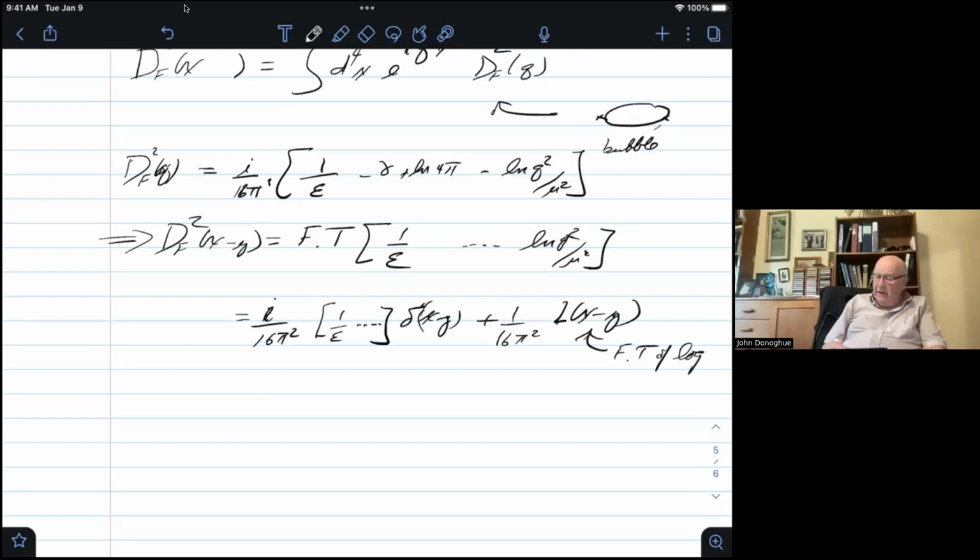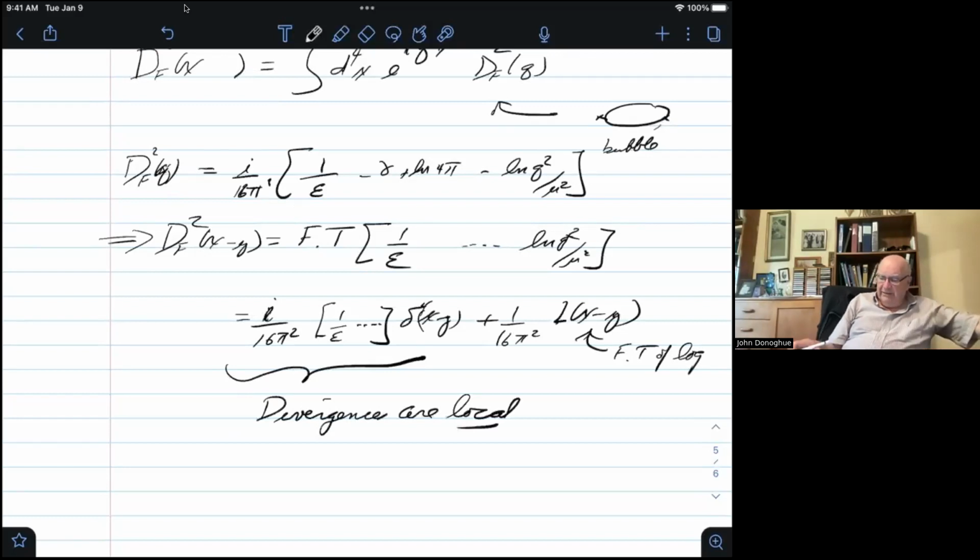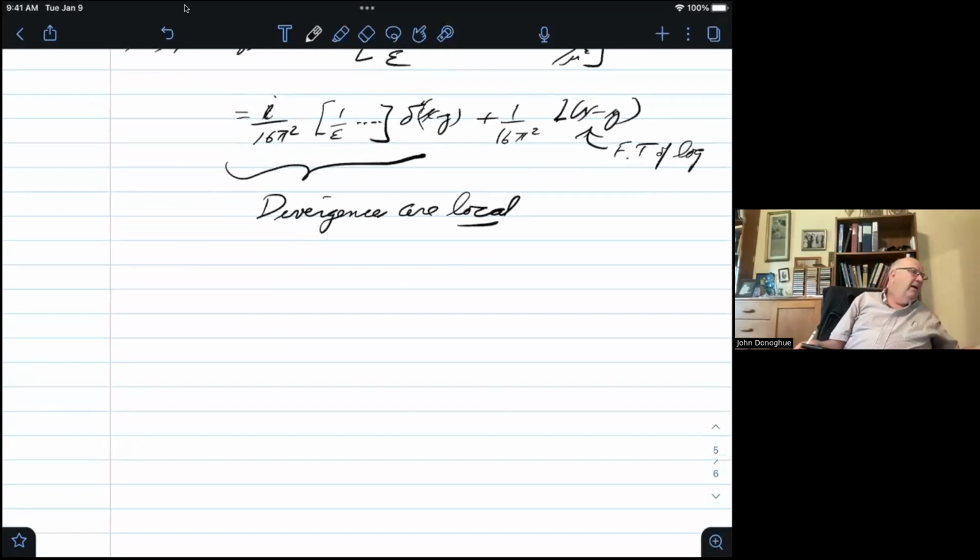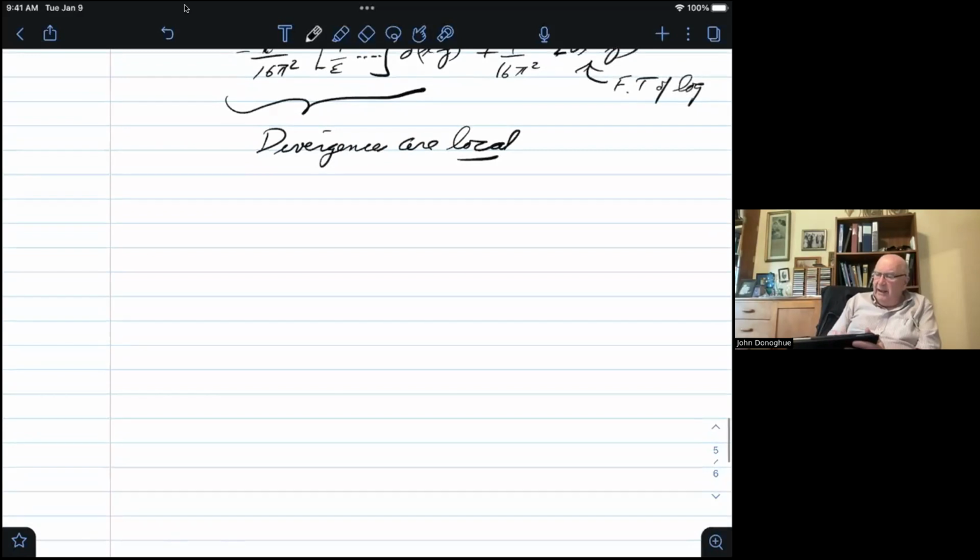Okay, so what we've found here is the divergences in this diagram. Divergences are local. Which is a lesson in itself. But if we then add this to the original action, so now I get the one loop effective action.